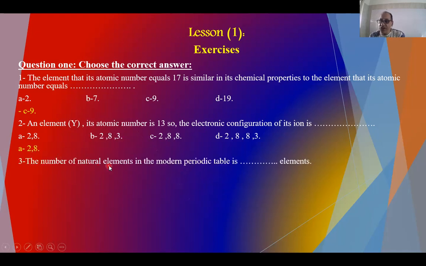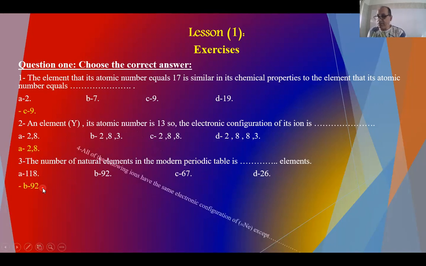The number of natural elements in the modern periodic table: the total number of elements in the periodic table is 118, 92 natural and 26 artificial, made by man. So our answer is 92.